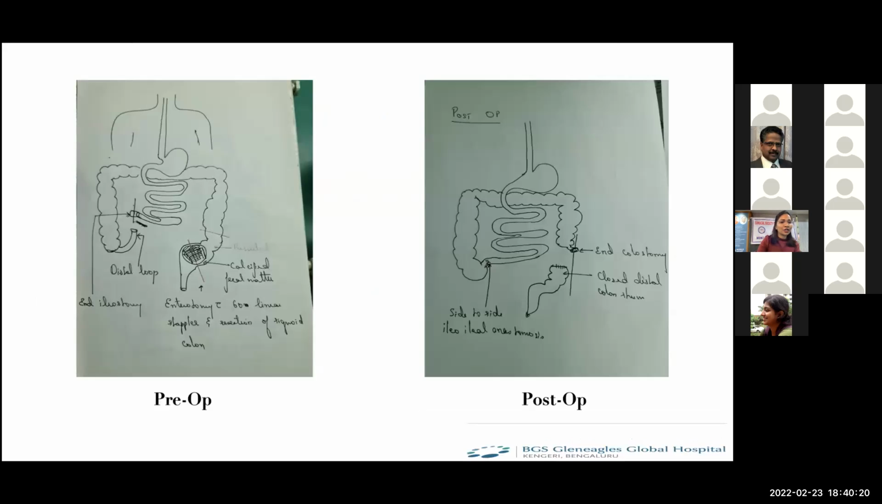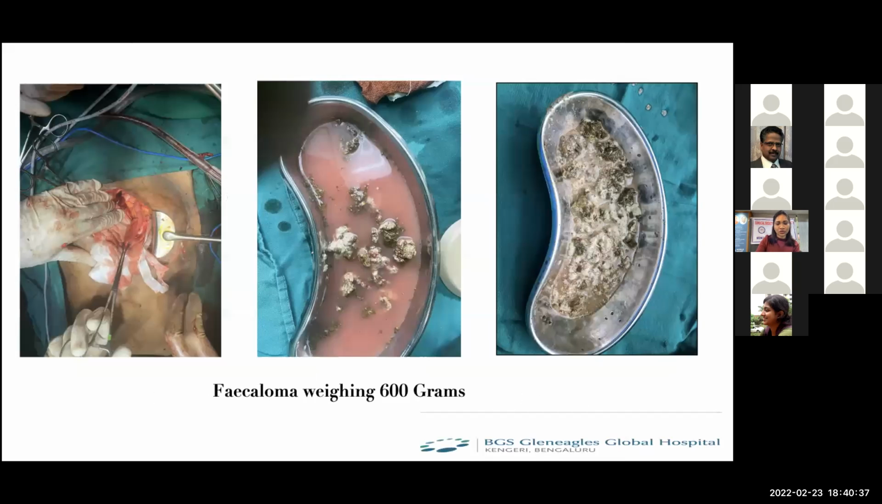The ileostomy was continued back with the distal part that was 8 centimeters distal to the ileocecal junction. And the rectosigmoid part with the fecaloma was resected, and it was brought out as an end ileostomy. Sorry, end colostomy. I'm sorry, it was brought out as an end colostomy. Around 600 grams of fecaloma was evacuated.